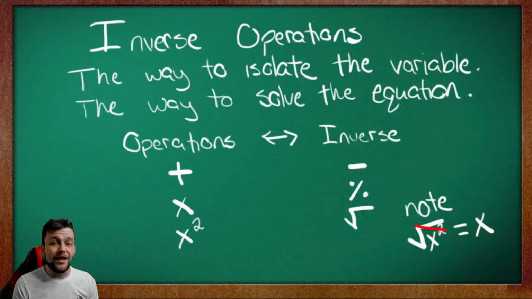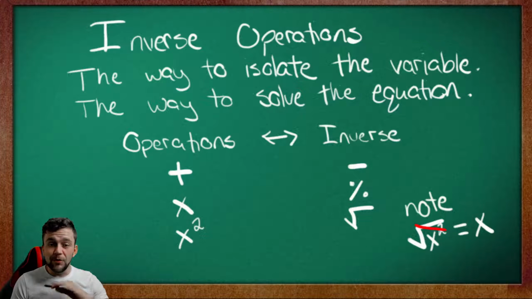You'll see this today. And then lastly, your x squared just completely cancels out when you take the square root of something. That works for any power though, right? So let's say x cubed, which is x to the third power. The inverse of x cubed would be the cube root, okay?